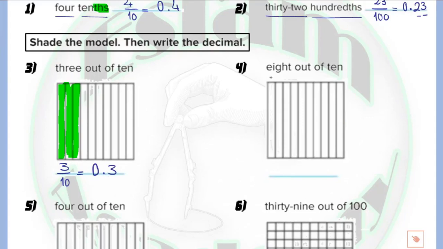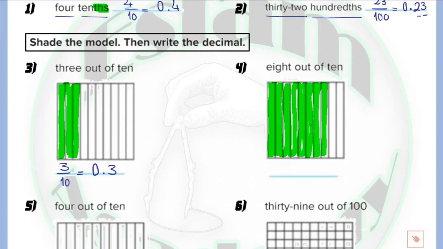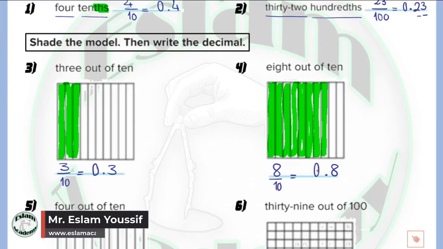In question number 4, we have 8 out of 10. So we'll shade 8 parts. Now we need to write the decimal. 8 out of 10 means 8 over 10. If you need to write it as a decimal, we just write the numerator without any change. Because we have 10, we put the decimal point after one digit from the right. So the answer will be equal to 0.8.